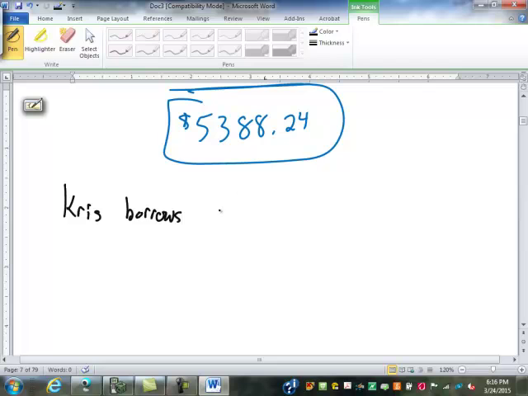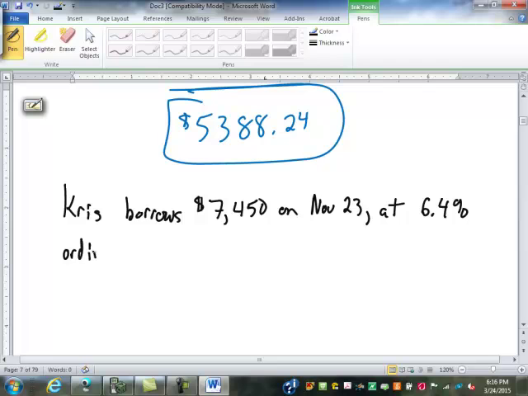Let's say that Chris borrows $7,450 on November 23rd at 6.4% ordinary interest. Well, simple interest could be either ordinary or exact, but if we just say simple interest, it's implying ordinary. Both ordinary and exact are forms of simple interest. So 6.4% ordinary interest.